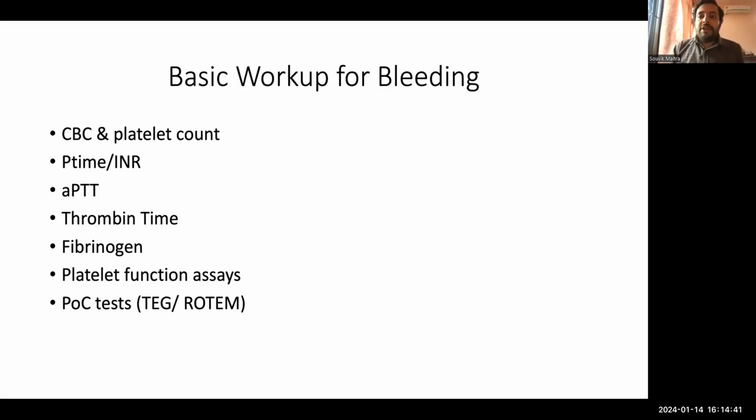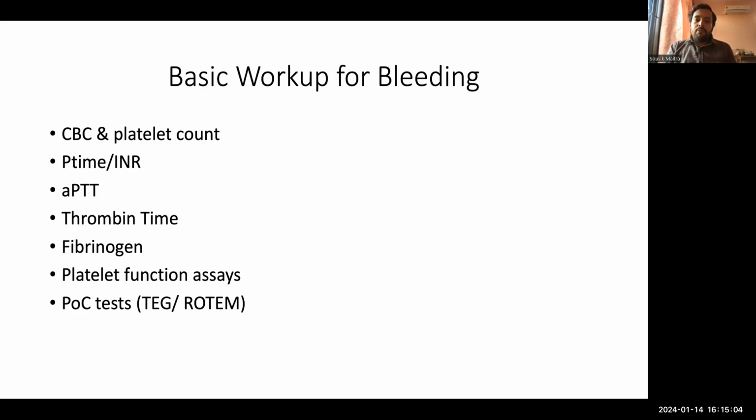Now, basic workup for bleeding. Many a times when you receive a patient who is bleeding, we know the background history. Like the patient might have come to the ICU after a cardiopulmonary bypass or cardiac surgery, might have come to the ICU after a laparotomy for a major trauma, or might have undergone an upper GI endoscopy for a GI bleed, or a patient who is having end-stage liver disease.